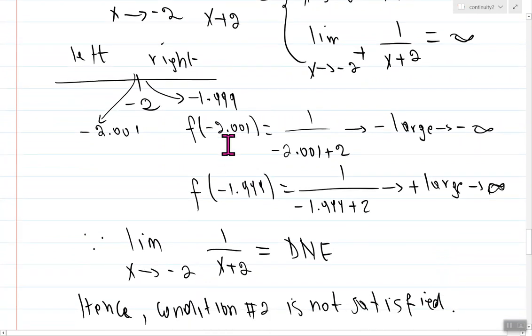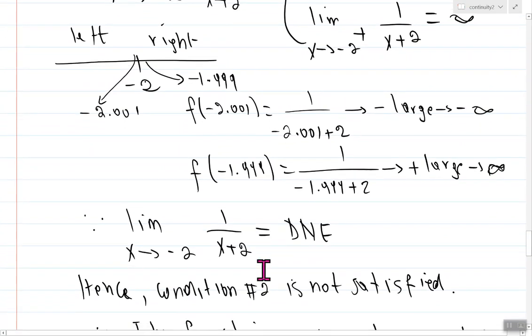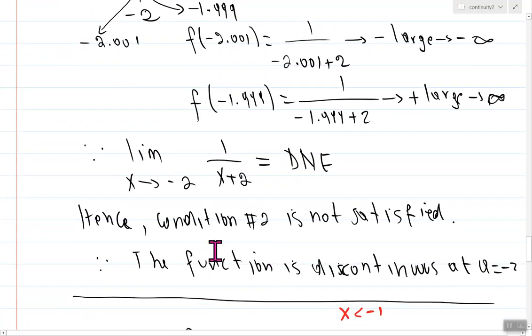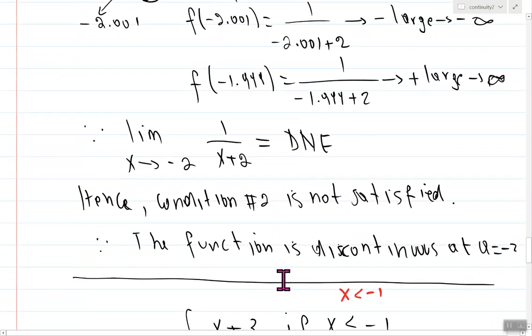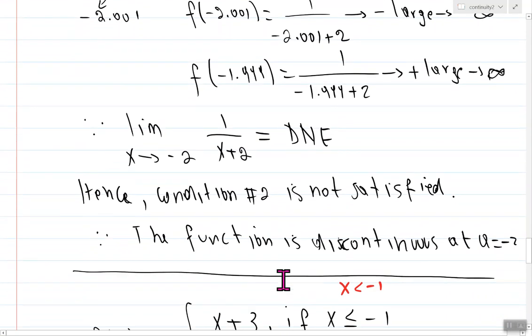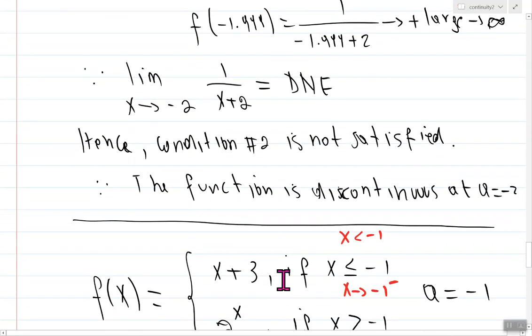Because we're getting two answers, one is negative infinity, another one is infinity, and those are not finite answers, the second condition is not satisfied. So we say the limit as x approaches negative 2 of 1 over x plus 2 does not exist. Hence the second condition is not satisfied. So the conclusion is the function is discontinuous at a equals negative 2.